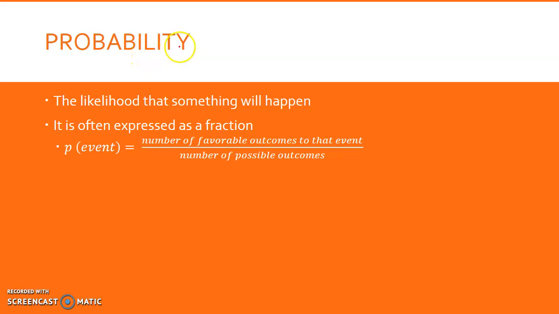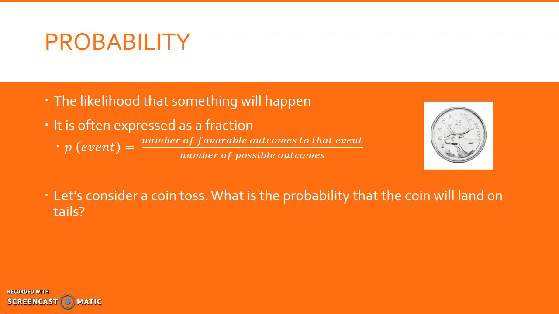Probability is just the likelihood that something will happen. So we're thinking about the chances that a certain event will take place. So we can often express this as a fraction. So we have the probability of a certain event. We can think about that as the number of favorable outcomes to that event out of the number of possible outcomes. Let's look at an example of this.